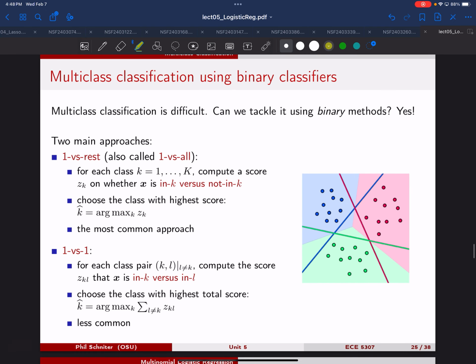So multi-class classification is a complicated problem. The first question we have is, can we somehow attack this using simpler methods like binary methods? And the answer is yes, and this is actually, in some sense, the most popular, common way to approach the problem. There are essentially two main ways to do this. Can we tackle it using binary methods? Yes. The first and most common approach is called the one versus rest approach. Sometimes people call it one versus all. Okay, and it goes like this.